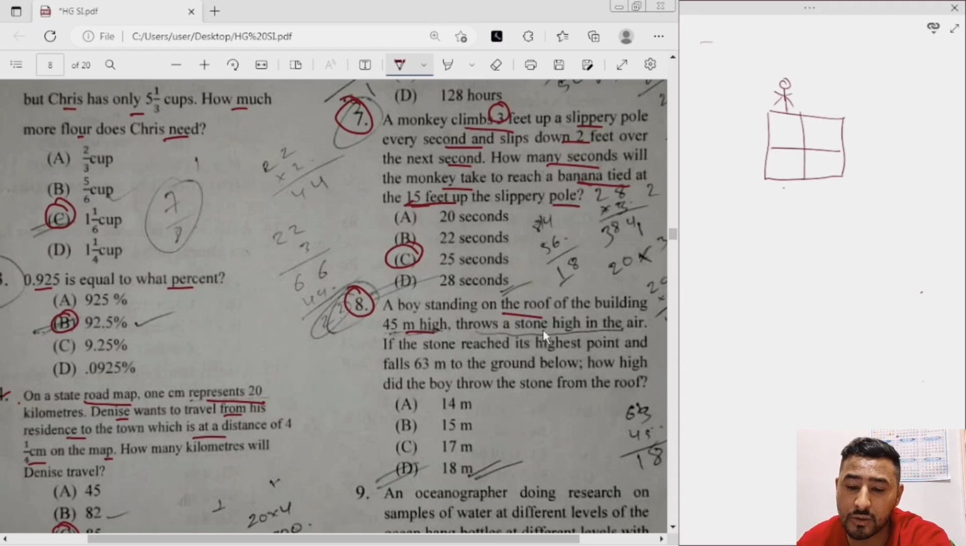So what happens? He throws a stone high in the air. So he's throwing the stone like this. And okay, the roof of the building is 45 meters high from the ground.